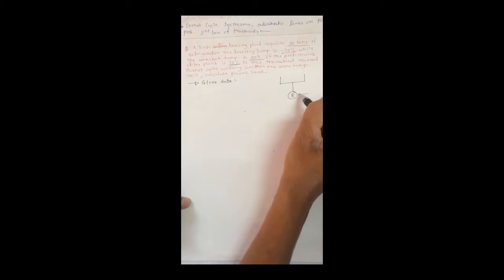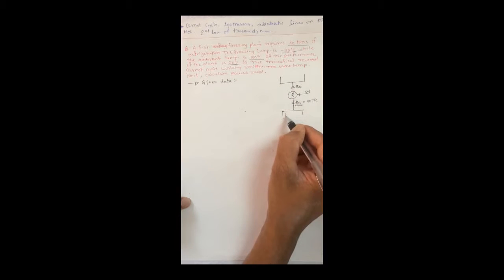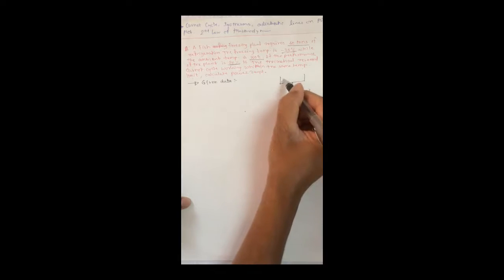This is the refrigerator. It requires some work. It rejects some heat and it absorbs some heat. So here, as we know, this QA should be 40 tons of refrigeration, 40 TR. Then we know the freezing temperature and the ambient temperature, which are T1 and T2.